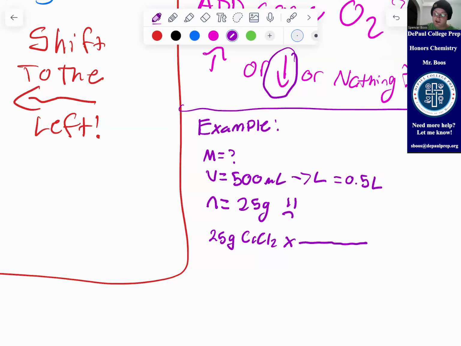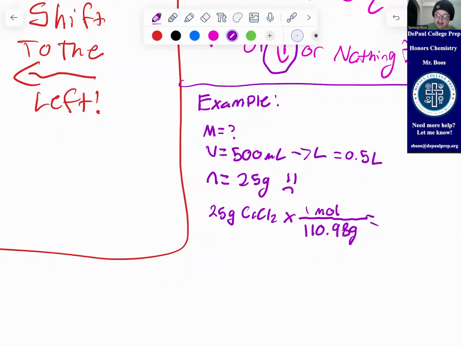So the molar mass is 110.98. I don't know that off the top of my head, but you will have a periodic table on the exam. That's grams over 1 mole. So you just divide 25 by 110.98 for n to equal 0.2252 and some other stuff. Again, I don't like rounding until the very last step. So that's what those little dots mean at the end.